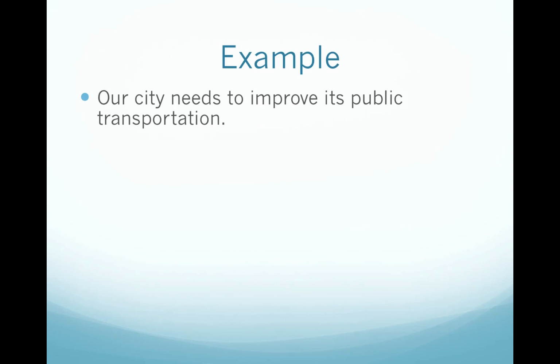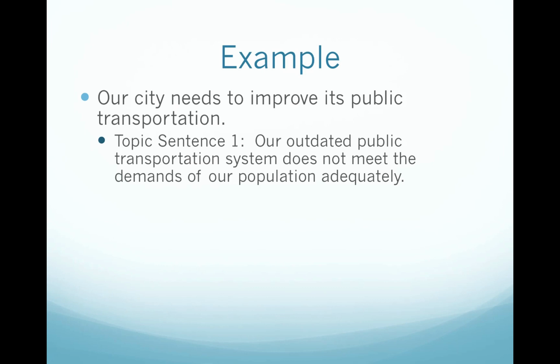Here's an example. Say my thesis statement is, our city needs to improve its public transportation. Okay, it's argumentative. It's an opinion that I have that I want to express. So my first topic sentence might be, our outdated public transportation system does not meet the demands of our population adequately. And that could be an opinionated statement. Now, I may have some facts that support what I have to say there, but other people in the area may disagree and think we have a perfect public transportation system. So that first paragraph will in turn defend that singular idea of presenting evidence of why the transportation system doesn't meet the demands of our population.